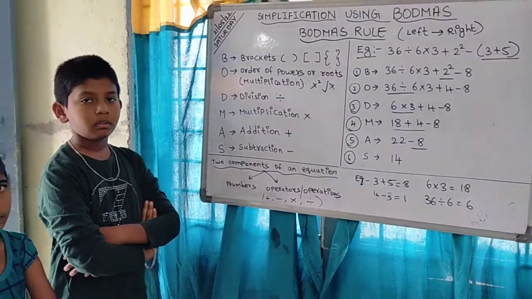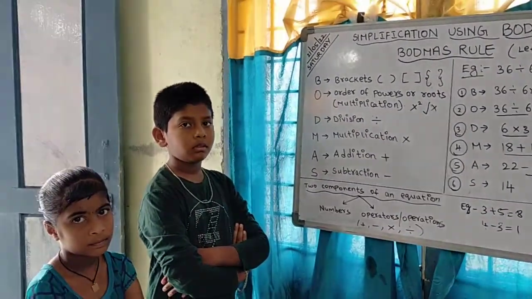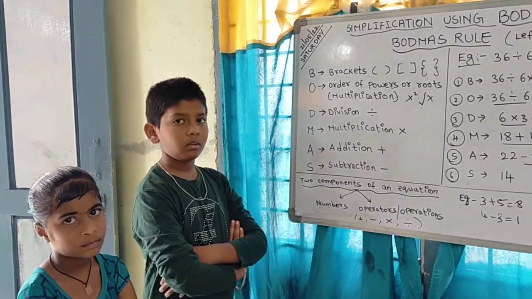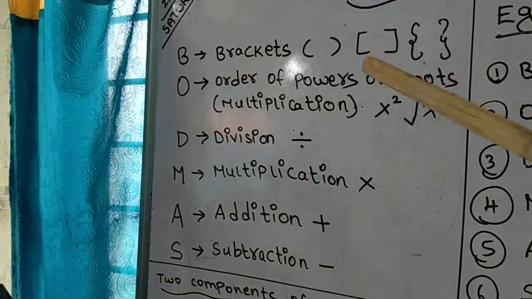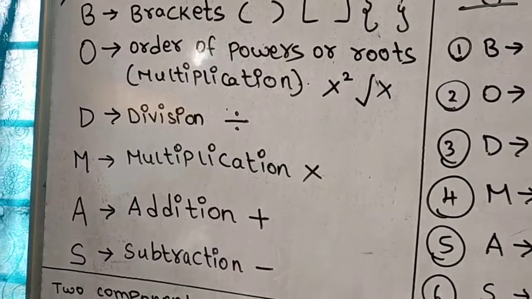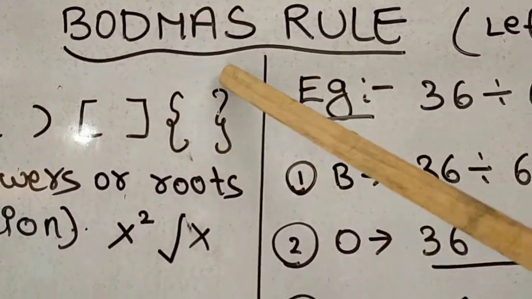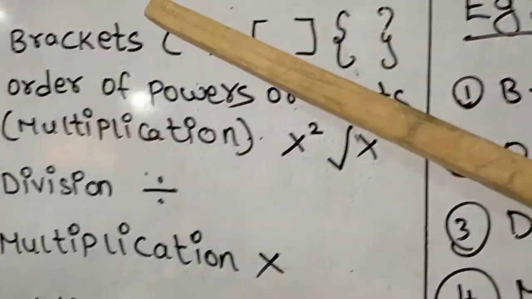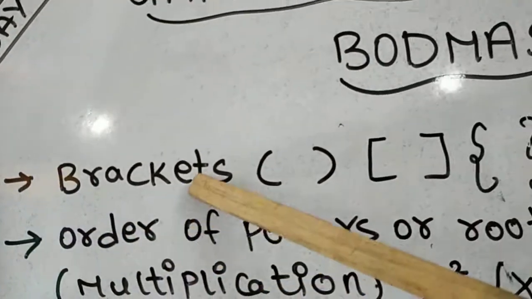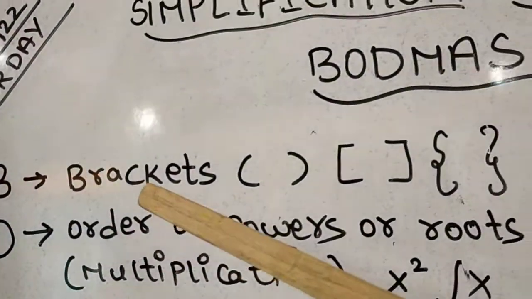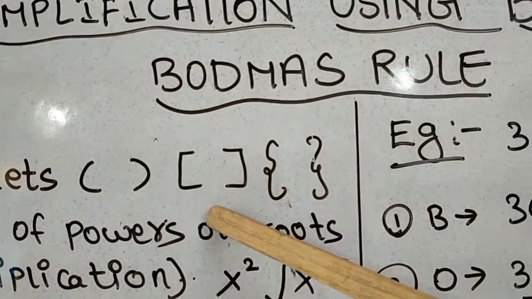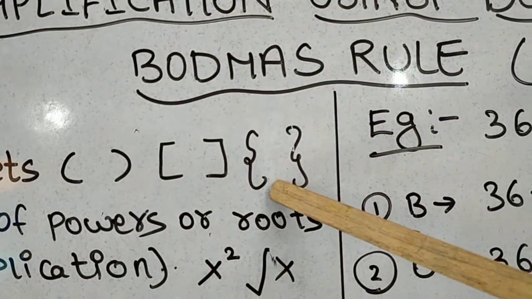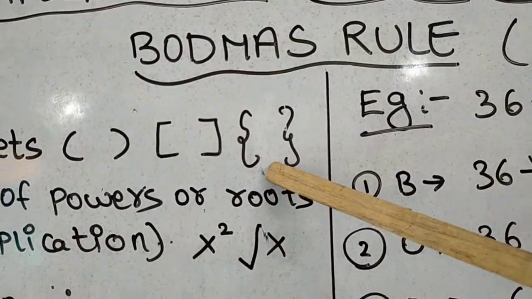Acronym means a word which is made using the first letter of all the words. When you form a word using the first letters, that is called an acronym. So BODMAS is an acronym which stands for B for brackets. It can be any bracket, round bracket, box bracket, or curly bracket, flower bracket also they say.